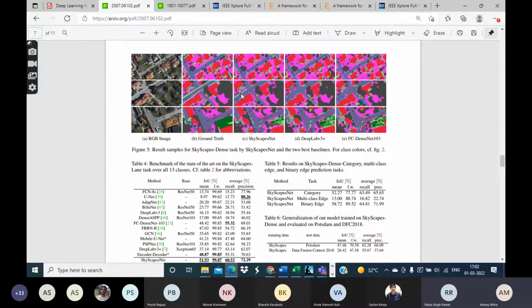Each of these segmentations broadly agrees with the ground truth, except for some small differences. Like here, this is the structure of the trees or the forested regions, and here that structure looks slightly different. So at some pixel level there might be differences between the ground truth, but overall all the methods look similar. But if they actually quantify the results, then they show that the Skyscapes, the proposed net, gives the best performance compared to the others.